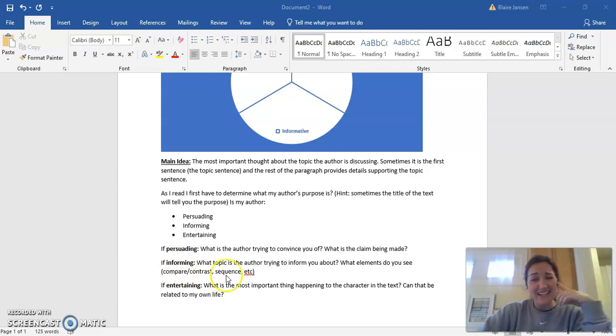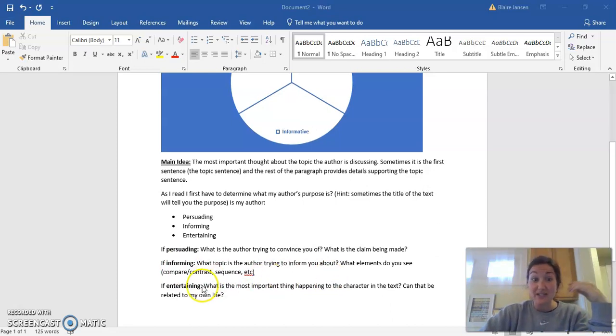And then, do we see any elements of our particular informative text structure? So do we see any compare and contrasting? Do we see any sequencing or any descriptive words? Do we see problems and solutions made? Or do we see any other type of elements that show us what type of text structure we're looking at within the informative umbrella? If our author is entertaining us, then what is the most important thing that is happening to the character in the text? And can that be related to my own life? Because maybe that's the main idea.